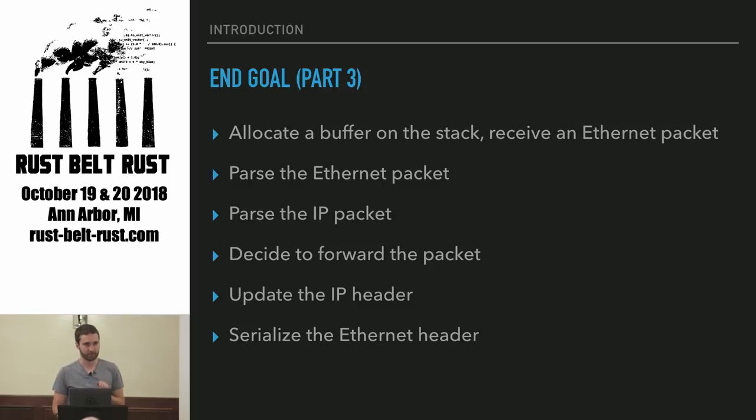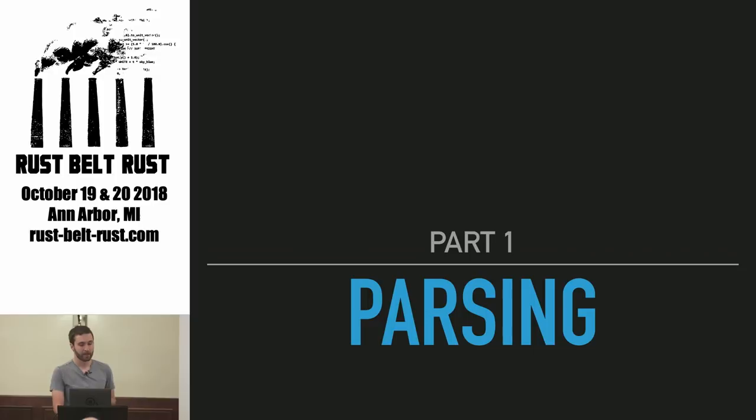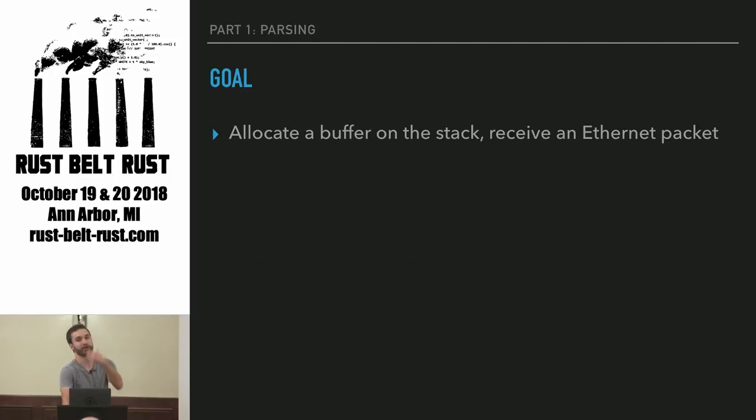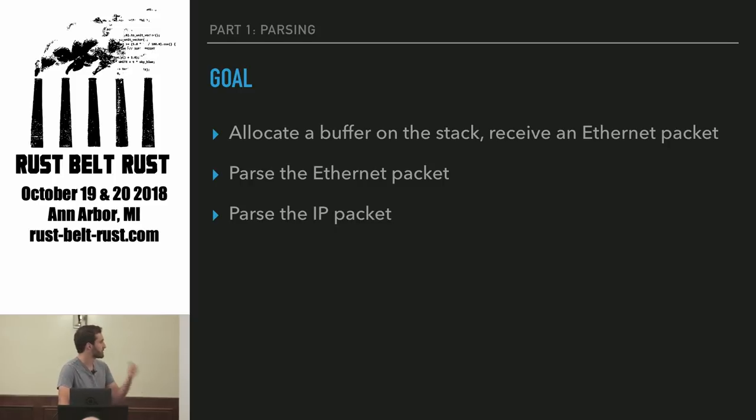But first, we have to get through some other things, namely parsing. So the goal of this section is a lot simpler. We are going to allocate a buffer on the stack. And we're going to receive an Ethernet frame into that buffer. We're going to parse the packet. Anyway, you get the idea. Very simple example. We just receive it and parse. That's the whole example for this section.